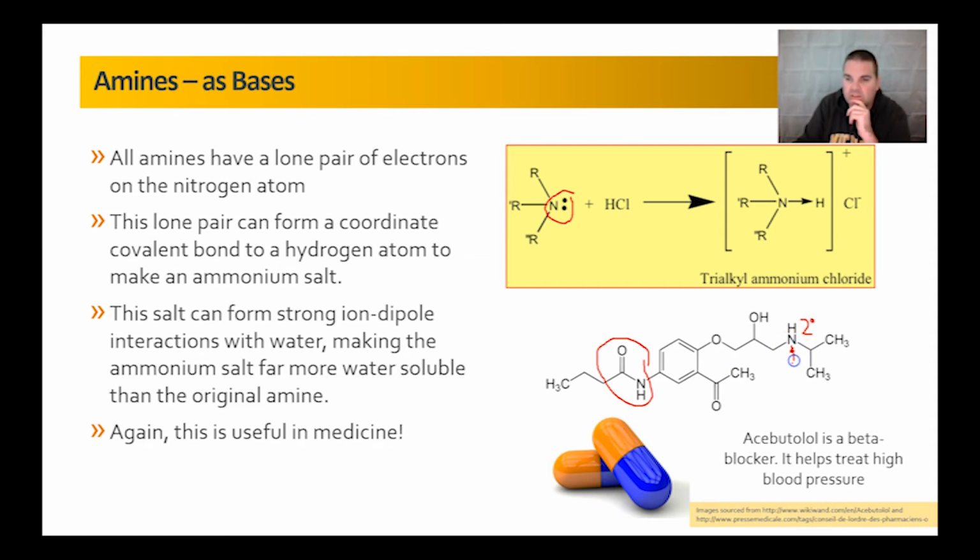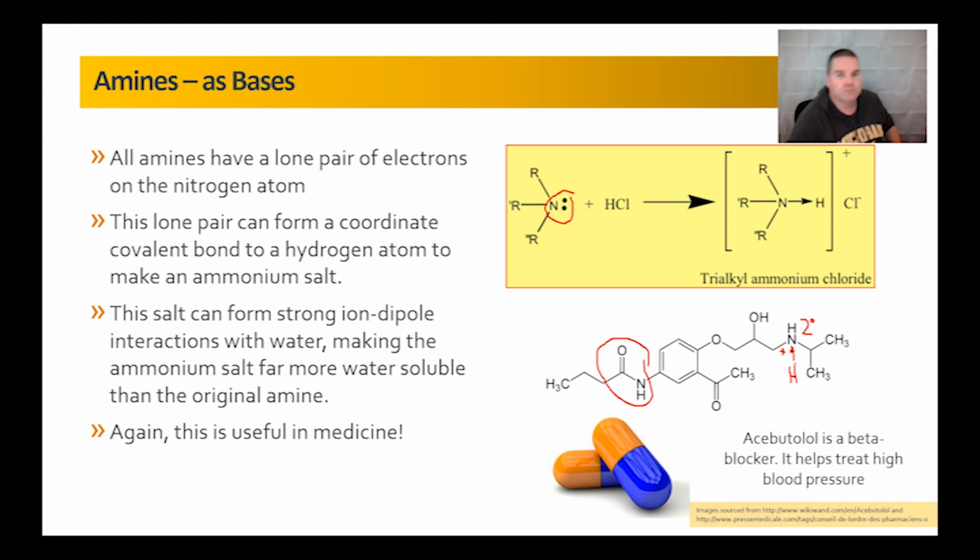And what we could do is we could actually protonate this amine. Okay, now we protonate it, the nitrogen gets a positive charge, and it allows us to form ion dipole interactions. So acebutolol is what's called a beta blocker. It helps treat high blood pressure here, and what they do is convert it into an ammonium salt here, which you can see, and that allows it to be water soluble.